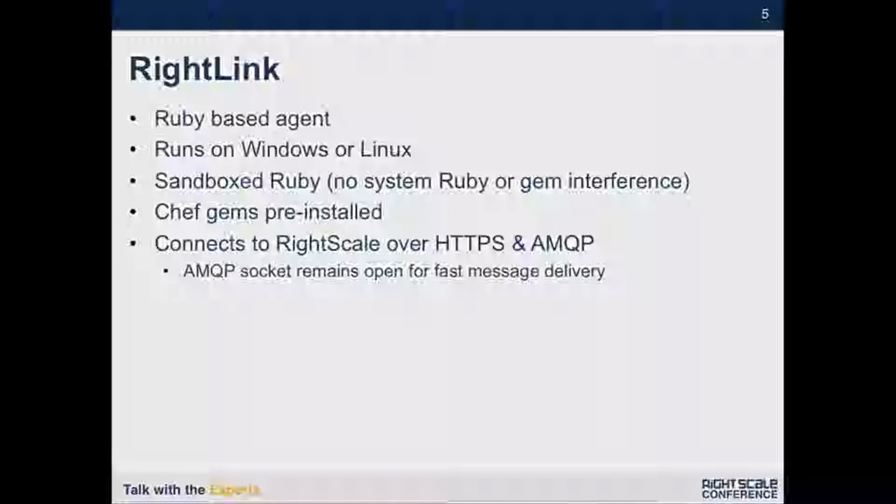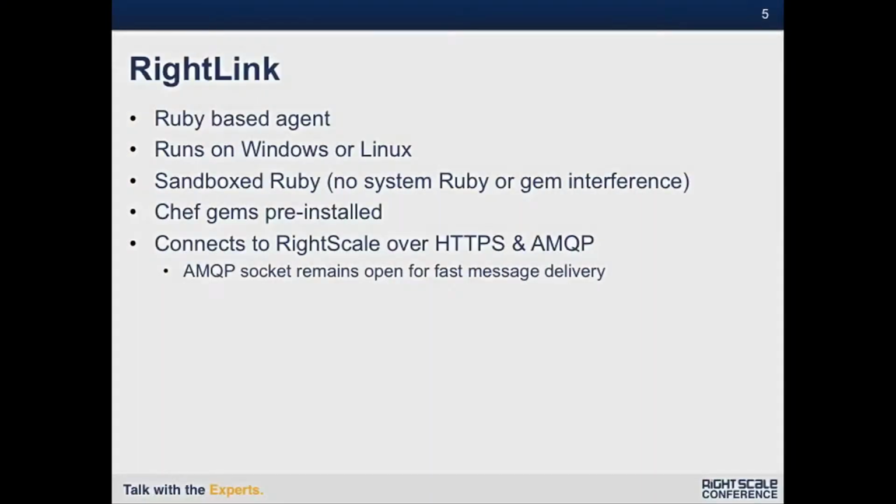It sandboxes the Ruby that it uses. So right now in version 5.7, we're using Ruby 1.8.7. In the next version, which will be released later this month with some of our new images, it'll use Ruby 1.9.3 and some newer versions of gems and so forth. So what's cool about the fact that we're sandboxing the Ruby and the Chef gems is that it's not going to interfere with your system.